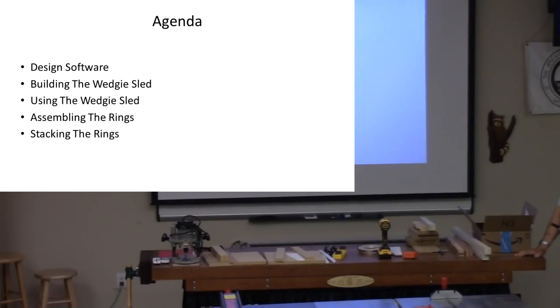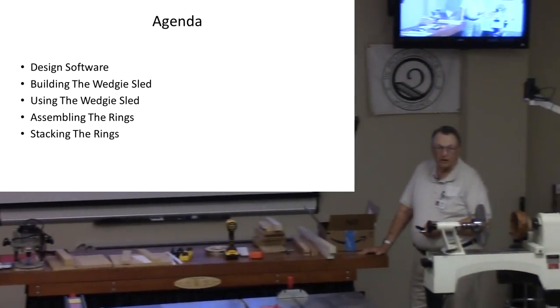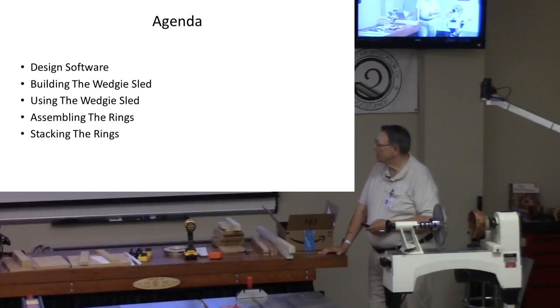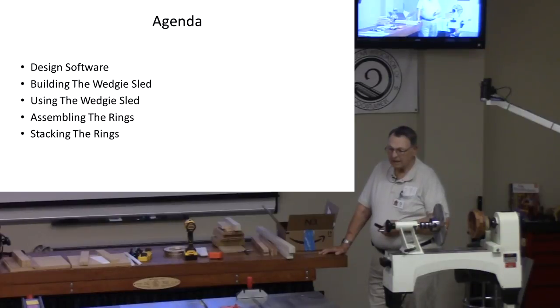I'm going to talk about some design software. There's some very good design software out there for making segmented turnings. I'll talk a little bit about it, but I won't go into any great detail on it. I'll show you how to build a sled. I can't do the whole thing here tonight, primarily because it's made out of MDF, and if I run a router in here running MDF, this place will fill with MDF dust. But I can demonstrate how to do it. Then I'll show you how to use the sled. We'll put one together and cut some segments, assemble the rings, and show you how I put the rings together to make a bowl.